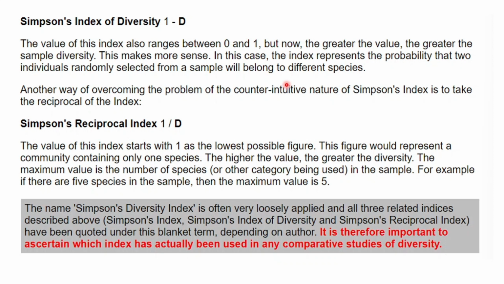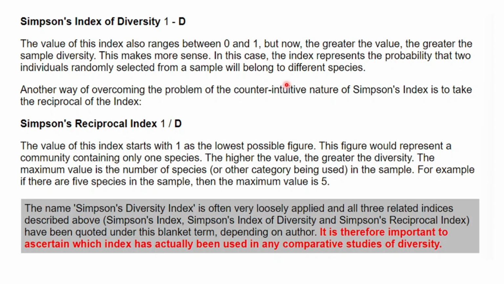So this is the Simpson's index of diversity. The previous Simpson's index is the probability that two randomly selected individuals are from the same species. Simpson's index of diversity talked about different species. There's another way of showing this.